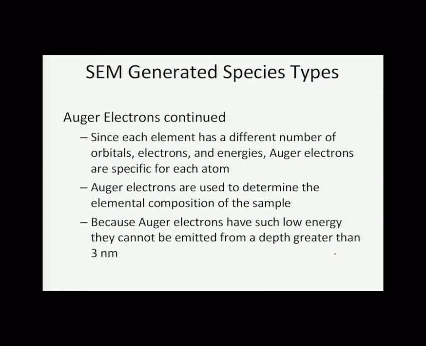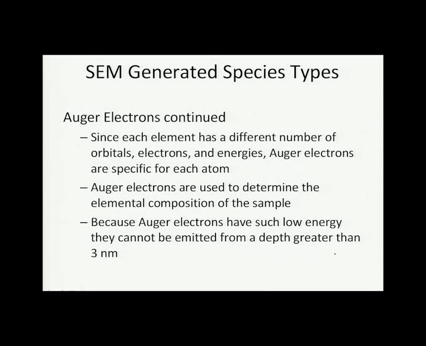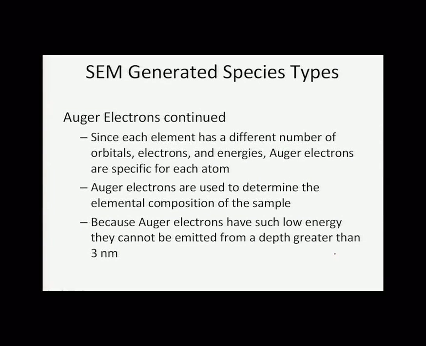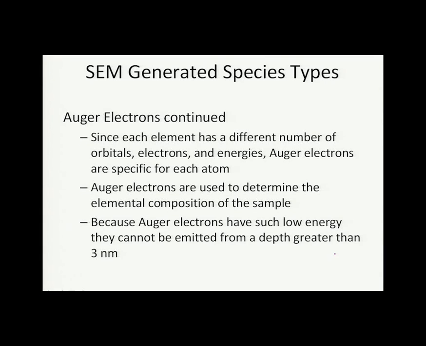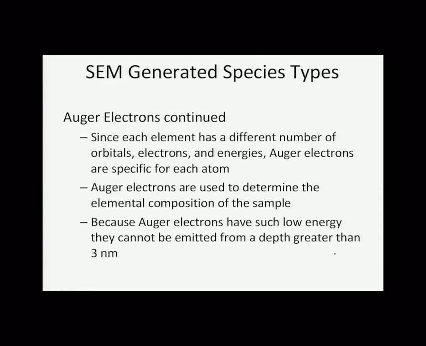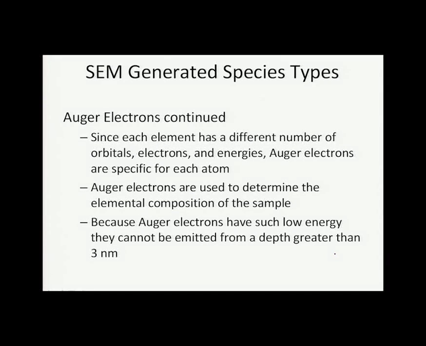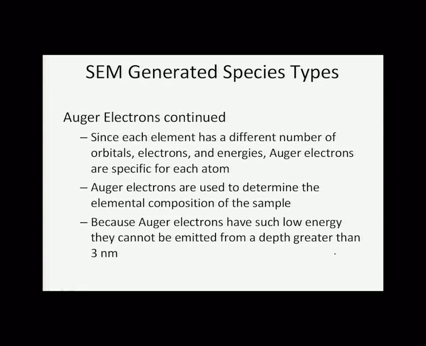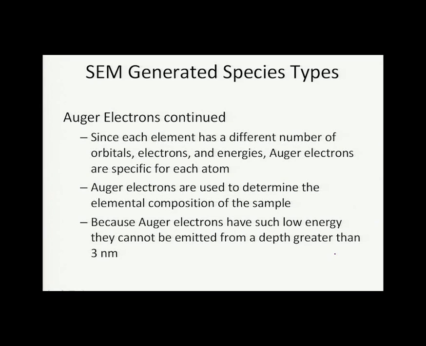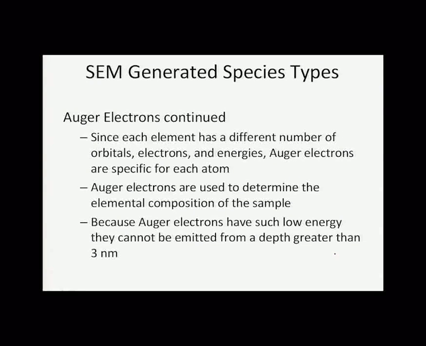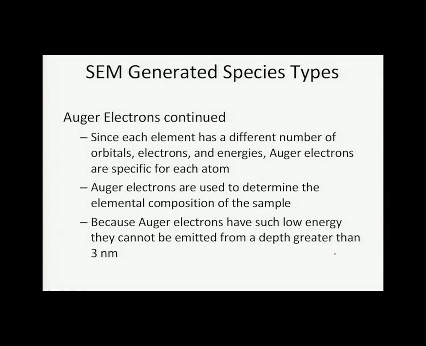So, more on Auger electrons. Since each element has a different number of orbitals, electrons, and energies, Auger electrons are specific for each atom. So, these electrons can be used to determine the elemental composition of the sample. Also, similar to secondary electrons, because these Auger electrons have very low energy levels, they can't be emitted from a depth greater than 3 nanometers.